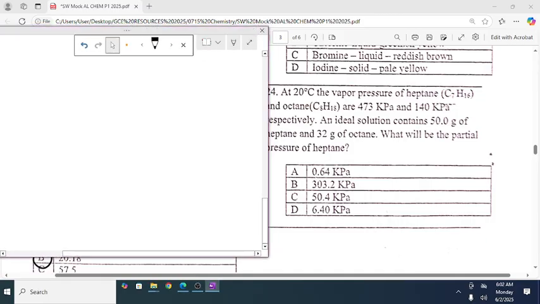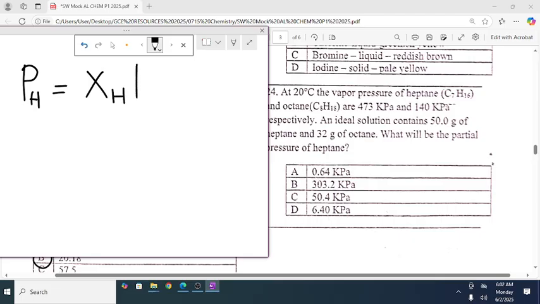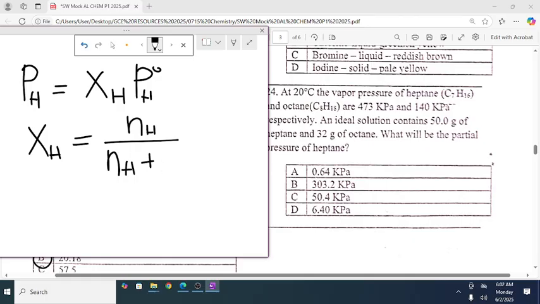Okay, so from my pre-knowledge, I know that the partial pressure of a component is equal to the mole fraction of that component times the vapor pressure of the pure component. Now the mole fraction of heptane is just equal to the number of moles of heptane divided by the total number of moles, which is the number of moles of heptane plus the number of moles of octane.